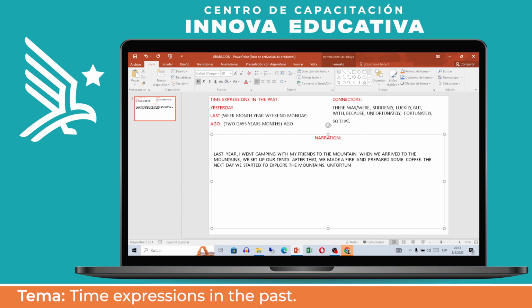Unfortunately, we didn't take a map and a flashlight with us. Desafortunadamente no llevamos un mapa ni una linterna con nosotros.